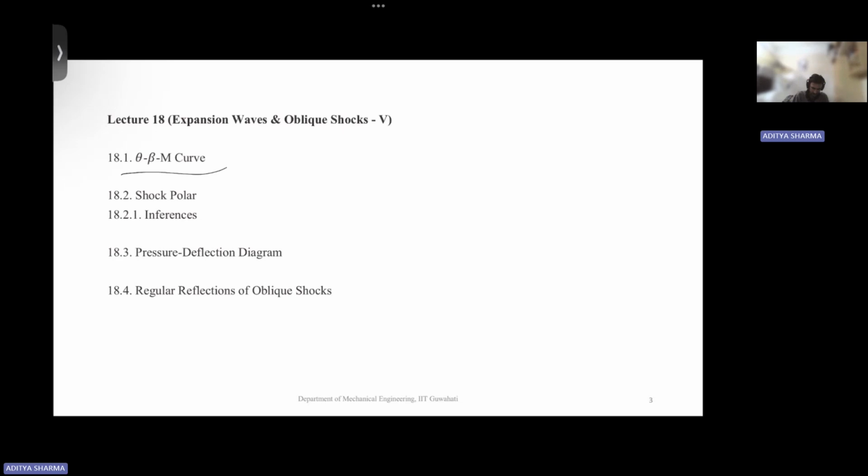So the theta beta M curve is the first topic. Then shock polar is there. Then the pressure deflection diagram is there, and then regular reflections of oblique shocks.